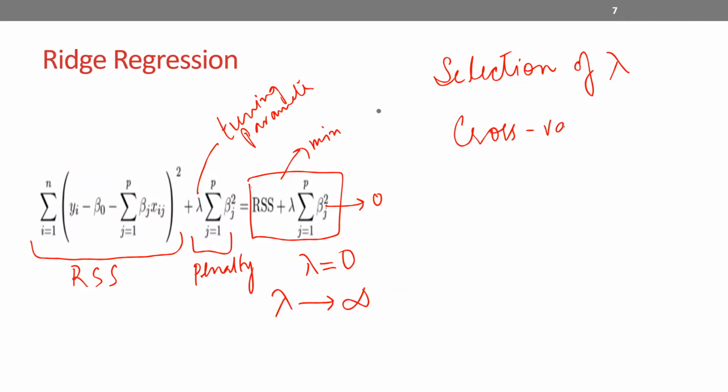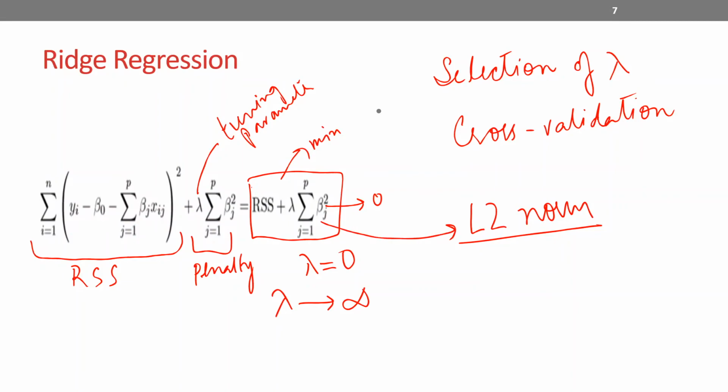So we've covered cross validation in one of the earlier lectures, but it helps us determine the value of lambda. Now, the estimates that are produced by ridge regression, or by this particular technique, are also known as L2 norm. And you can tell that just by looking at the beta squares here, because this is nothing but the L2 norm. Right, so this is ridge regression.